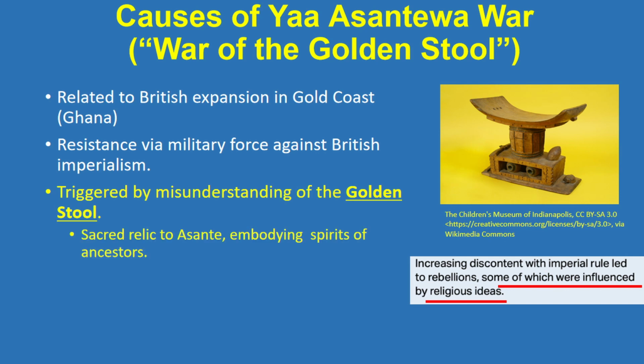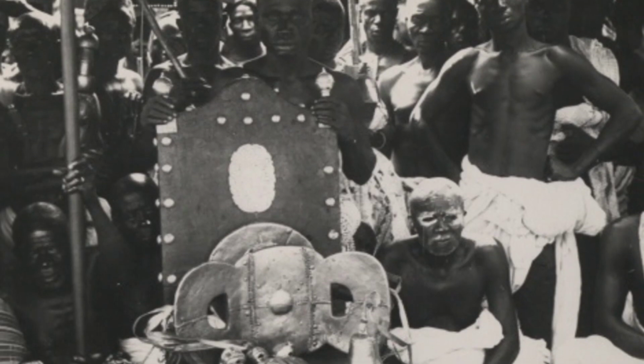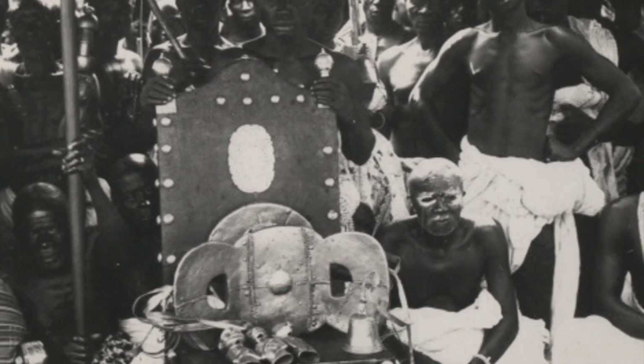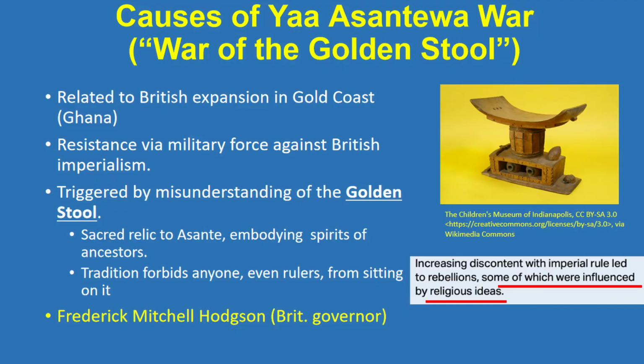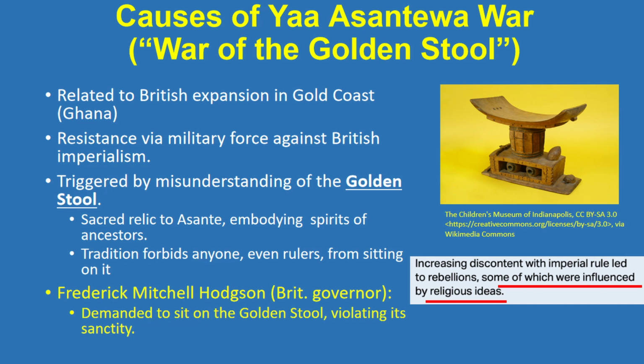The Golden Stool is a sacred object to the Asante, passed down from ruler to ruler for generations, and believed to be inhabited by the spirits of these ancestors. No one is allowed to sit on it, not even the rulers themselves. The stool itself actually has its own throne, but Frederick Mitchell Hodgson, commander of the British forces in the region, demanded that the stool be brought so that he could sit on it. That was pretty dumb. Yes, it was very dumb. Even other British people thought it was dumb. So this can also be seen as a movement inspired by religious ideas.